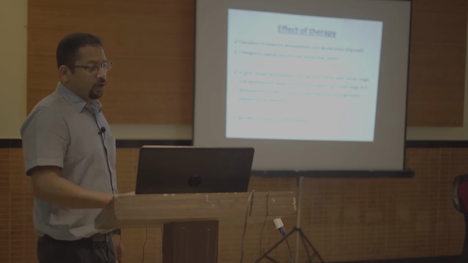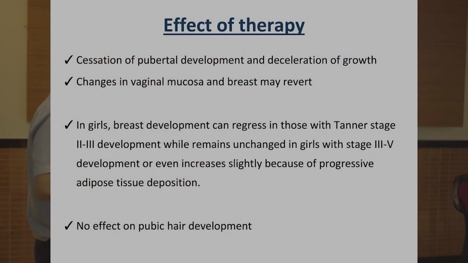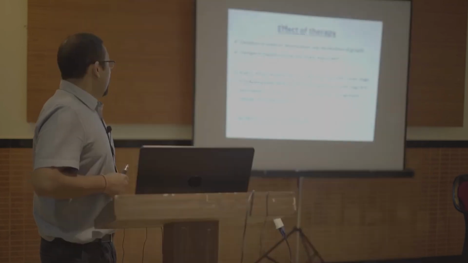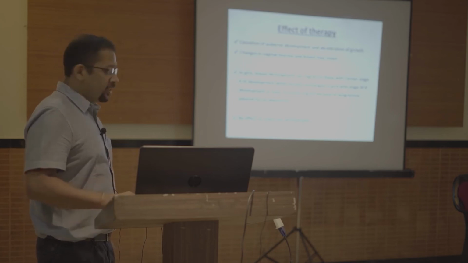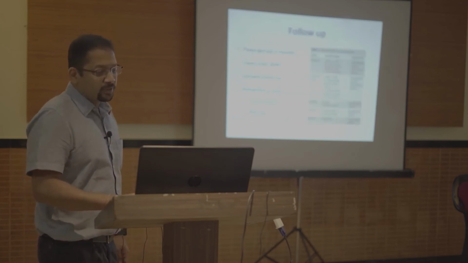So effect of therapy, how long should treatment continue? Cessation of puberty development and cessation of growth. So they said that up to 11 to 12 years, treatment has to be continued. Thereafter we have to stop the treatment. In girls, the breast development can regress in those with stage 2 to 3 development, while it remains unchanged in girls with stage 3 and 4, and even increases slightly because of progressive adipose deposition. However, there is no effect on pubic hair development.